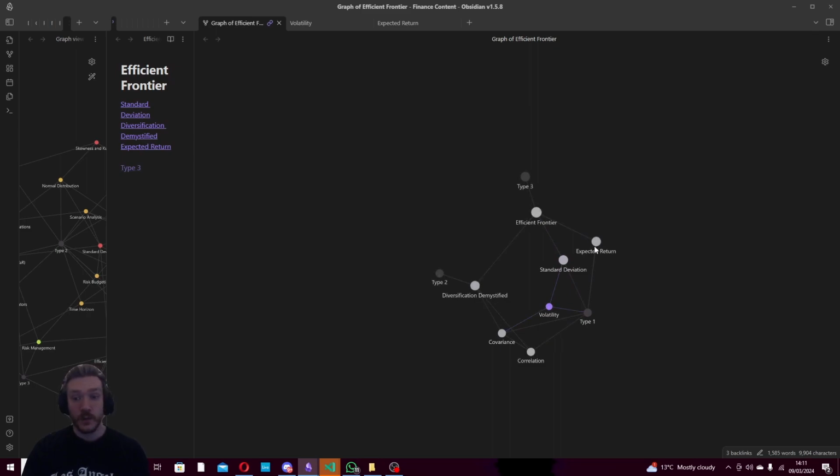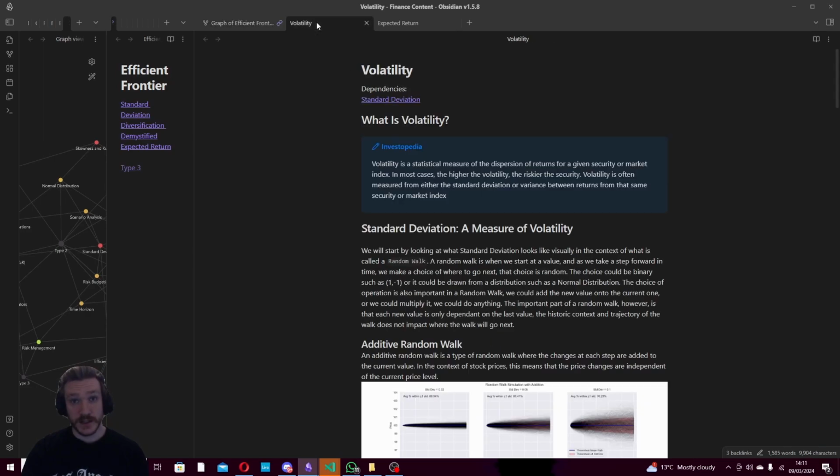And then with expected returns and volatility covered, then covariance, we can begin to understand mathematical diversification of portfolios. And then all of this together will lead us into concepts such as the Sharpe ratio and the efficient frontier. So that's what's coming up next. But for today, let's get straight into volatility.